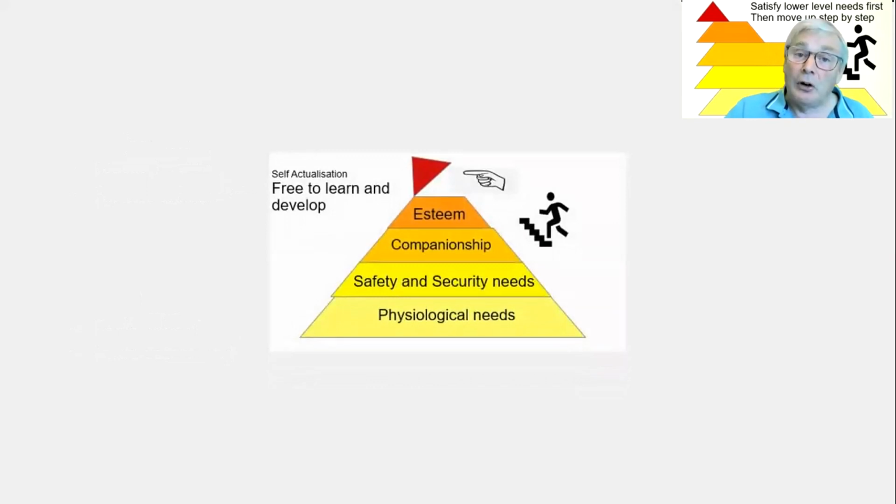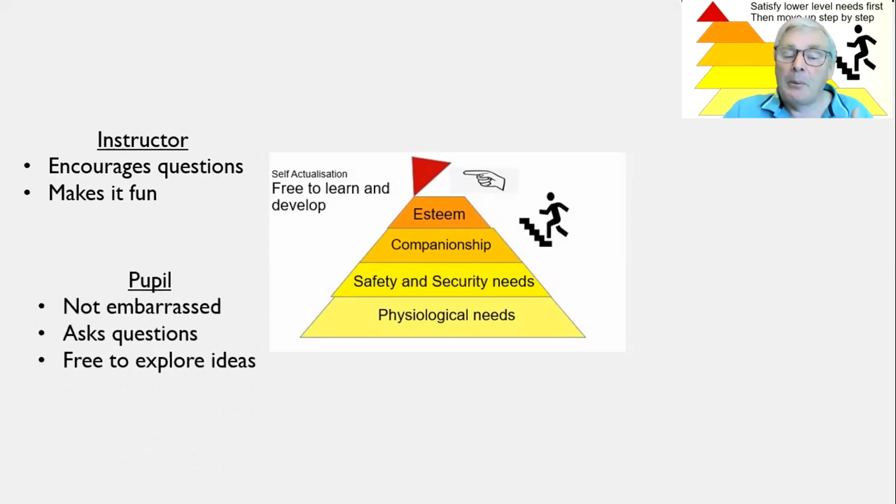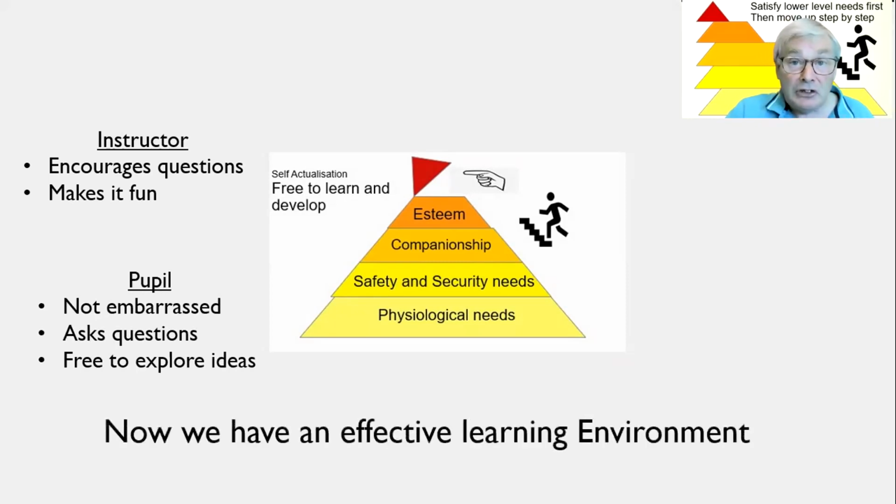Finally, we get to self-actualization, and at the self-actualization level, the instructor now needs to be encouraging questions and making the whole process fun. The pupil doesn't need to feel embarrassed about doing that, and he needs to feel free to ask questions and to explore ideas, however apparently strange they are. Once we've achieved all of these things, we now have an effective learning environment. Now watch the next film.